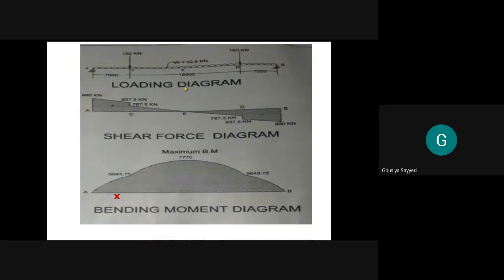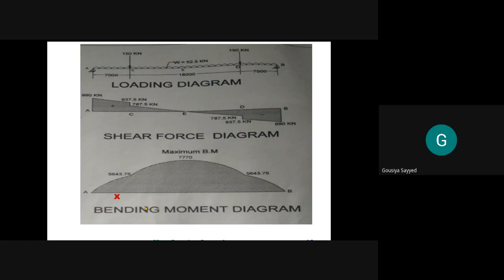Now let's go. This is a loading diagram. This is a simply supported plate girder having two equal loads of 150 kilonewton, and here W is the self weight of the plate girder. This is the given example, or this is project 2. So you have to draw the shear force diagram and bending moment diagram.